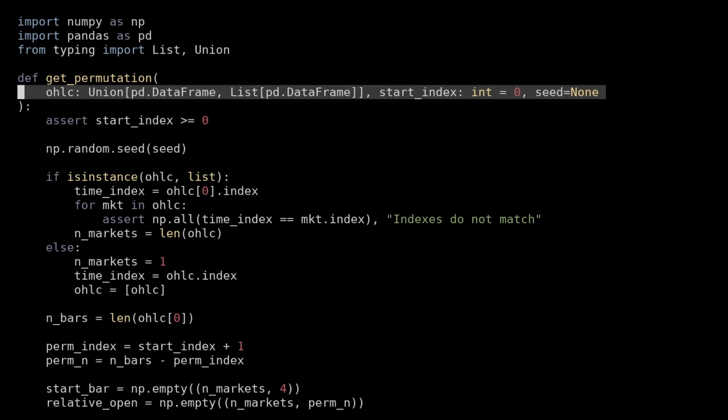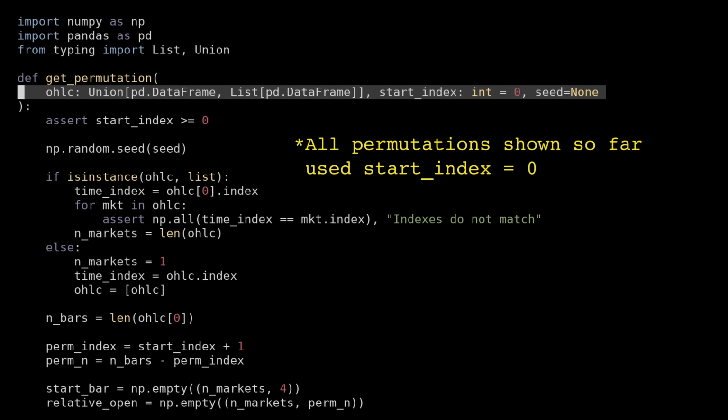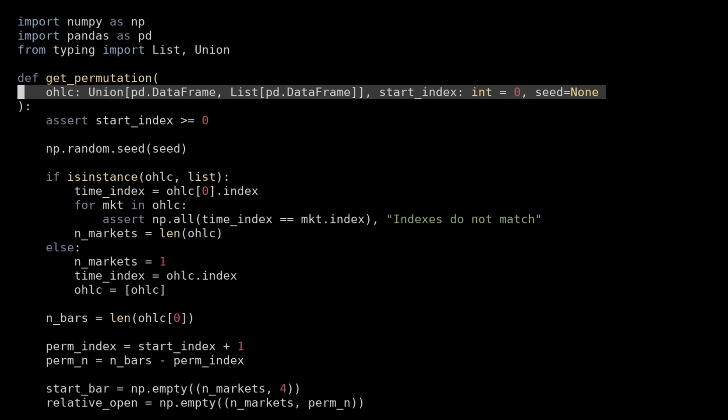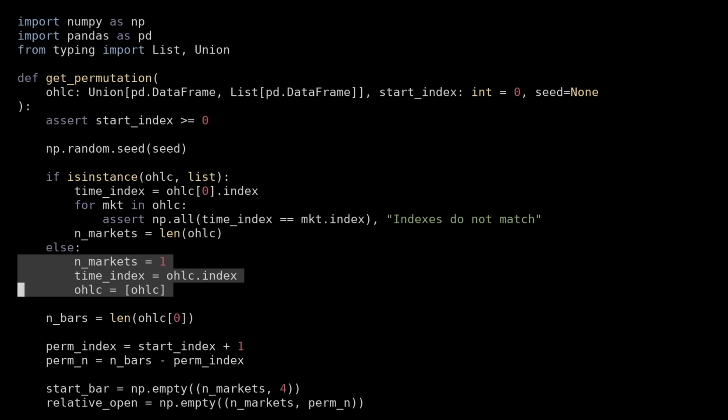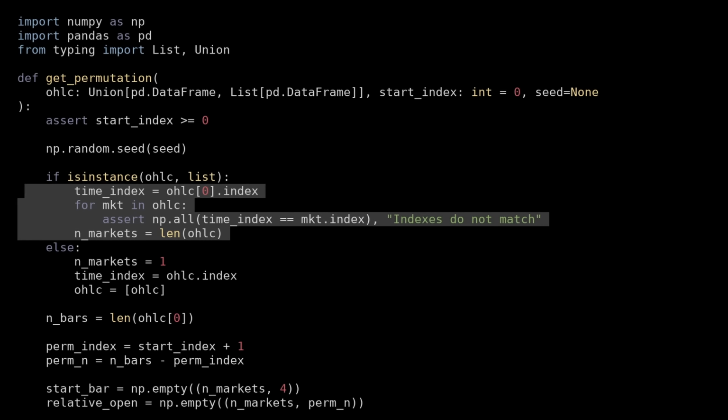Start index is where the permutation starts. When set to the default 0, the function will permute all the data given. We will use this parameter later when we talk about the walk-forward permutation test. Since we pass data as either a list of data frames or a single data frame, we handle that first. If it's a single data frame, I put it into a list and set end markets to 1. If we have multiple markets, we ensure that their indexes are identical.